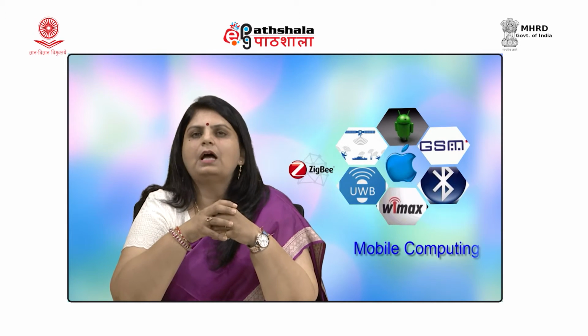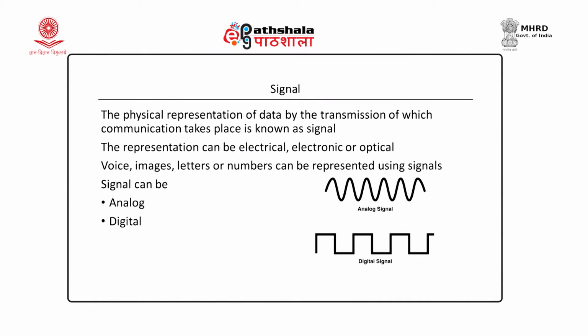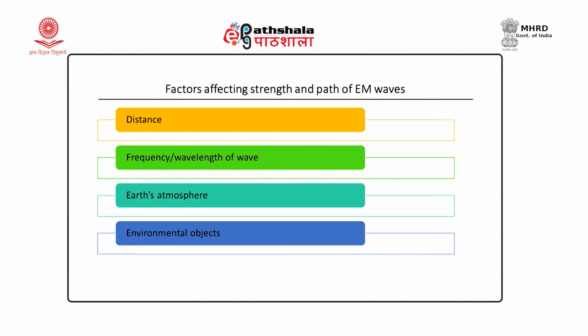Now, let us see what are the factors which affect the strength and path of the EM waves or the signal as it moves from transmitter to receiver. The first thing is distance, second is frequency or wavelength of the wave, third is Earth's atmosphere, and finally the environmental objects.